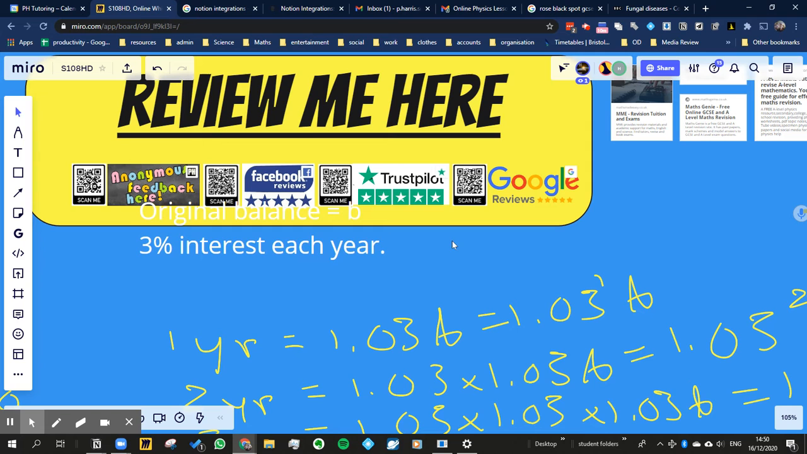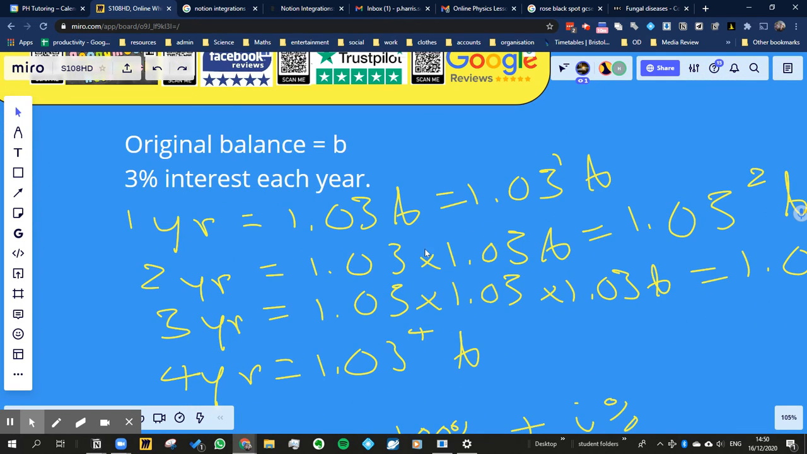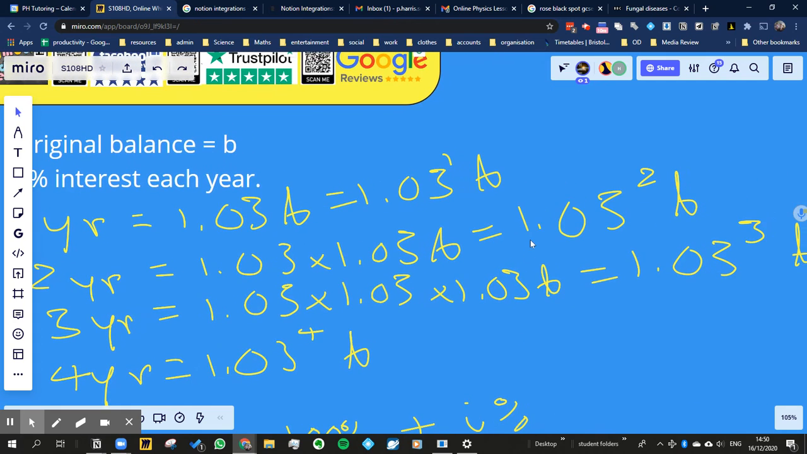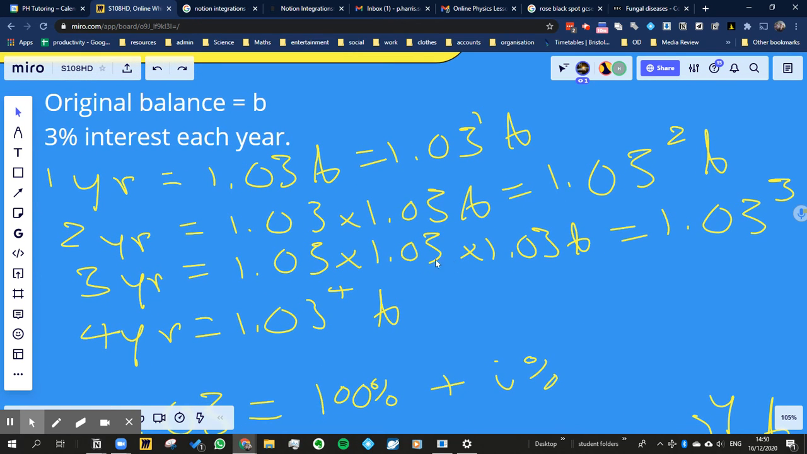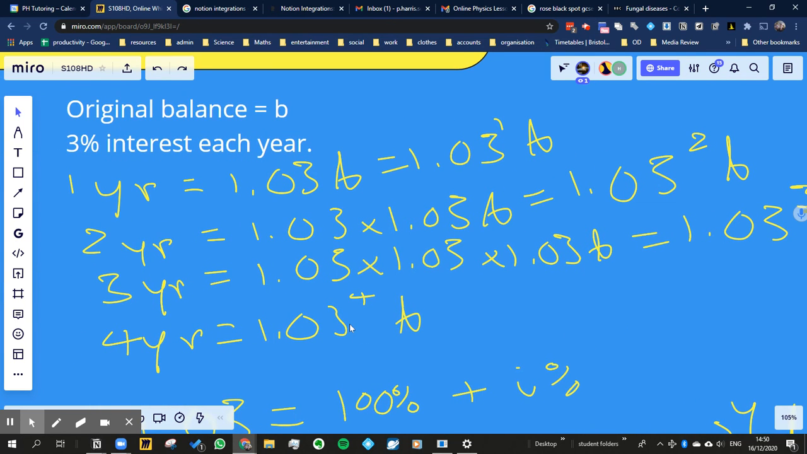After 2 years, we're going to start off with 1.03b, and we're going to multiply it by 1.03. That's the same as saying 1.03 squared times b. Remember, b is the initial balance at the very beginning. After 3 years, we're going to take the balance after 2 years and multiply it by 1.03. And we end up with 1.03 cubed times b. And after 4 years, we would have that.